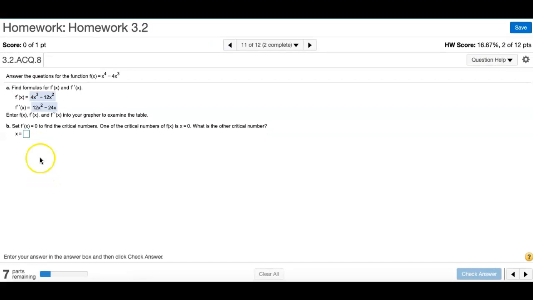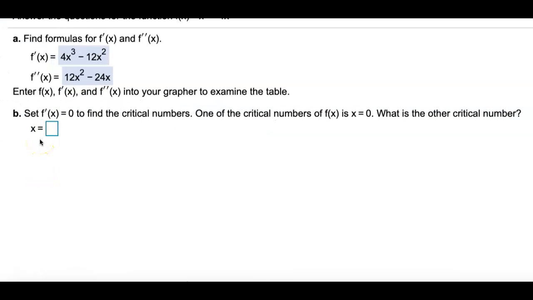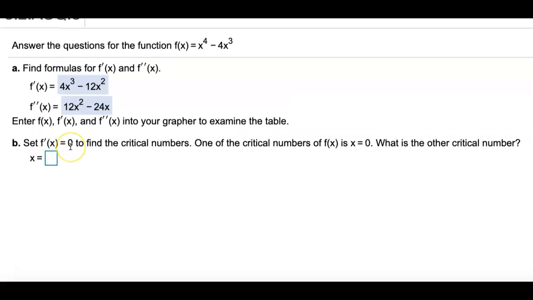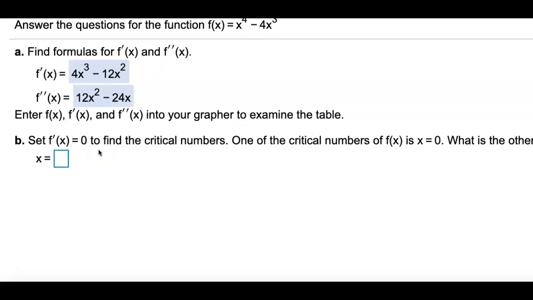All right. They said set the first derivative equal to 0 to find critical numbers. One of the critical values of f of x is x equals 0. What is the other critical number? How nice of them to give us the critical value. Okay, we'll find the other one for them.